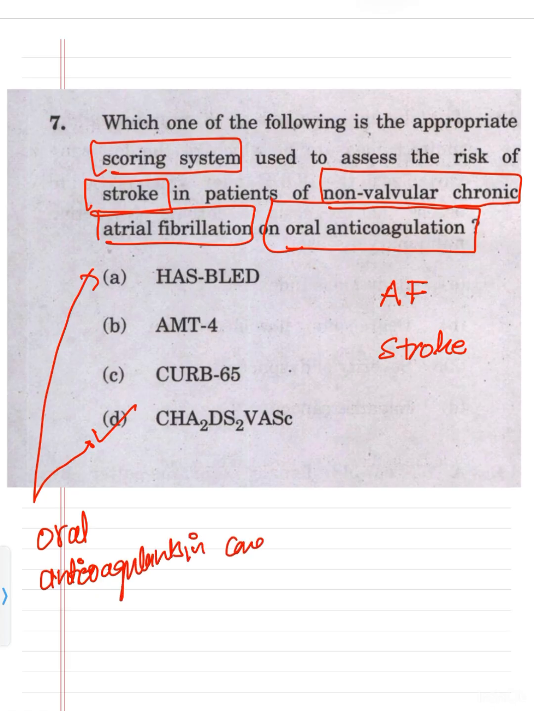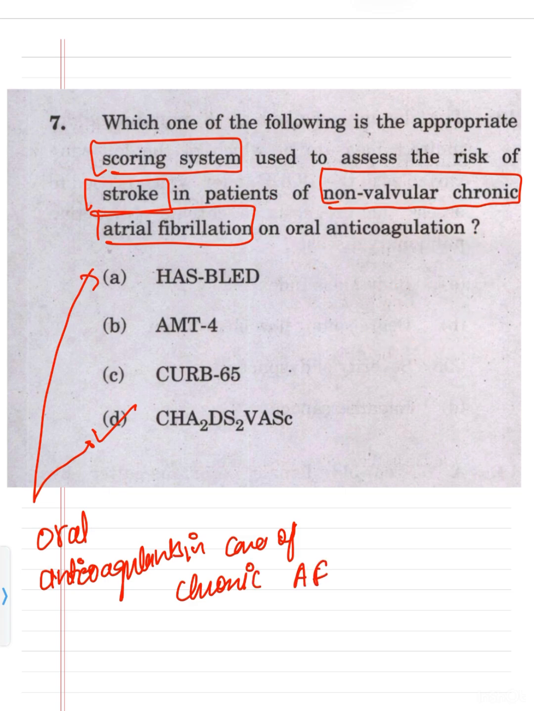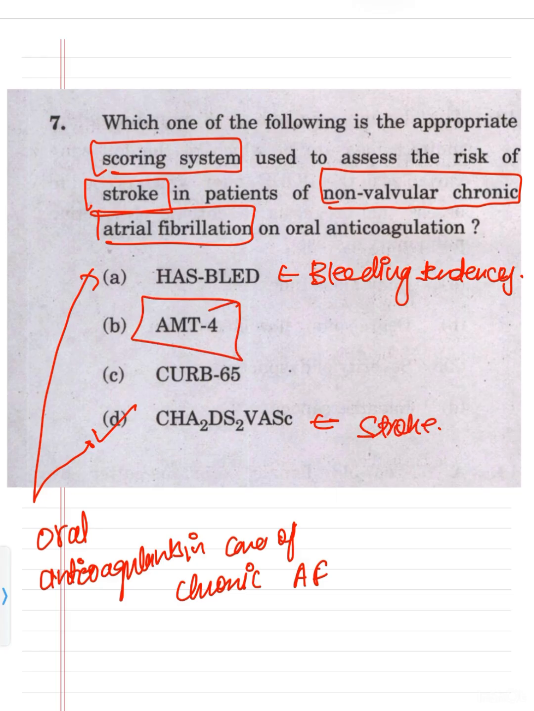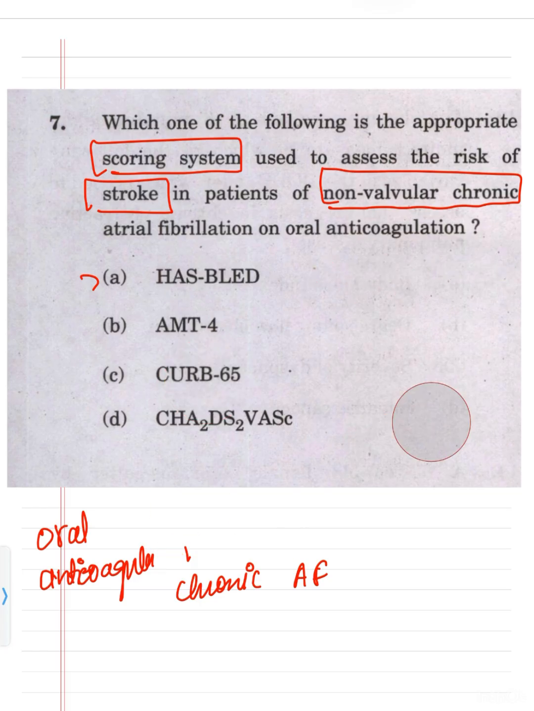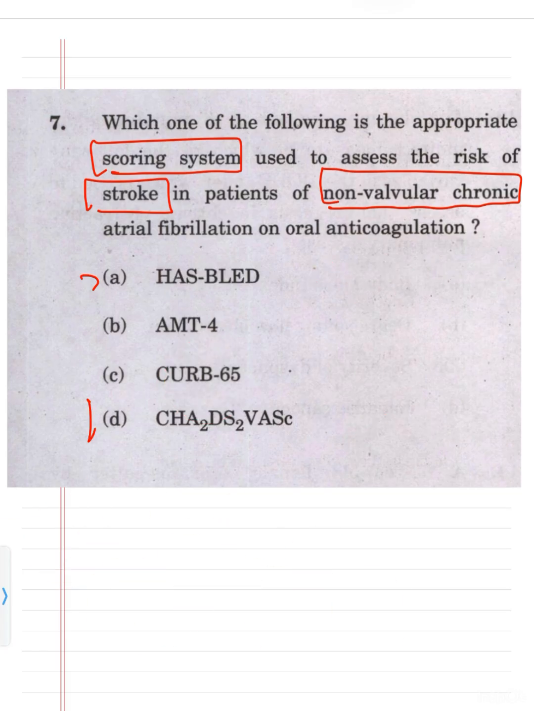in case of chronic AF, atrial fibrillation. But HAS-BLED is about the bleeding tendency, that is, what is the risk of bleeding in this patient, while CHA2DS2-VASc is about the stroke. Now coming to the MCQ. First we should put that the answer will be CHA2DS2-VASc, and they can ask what the total score can become. It is 9. So this is the answer.